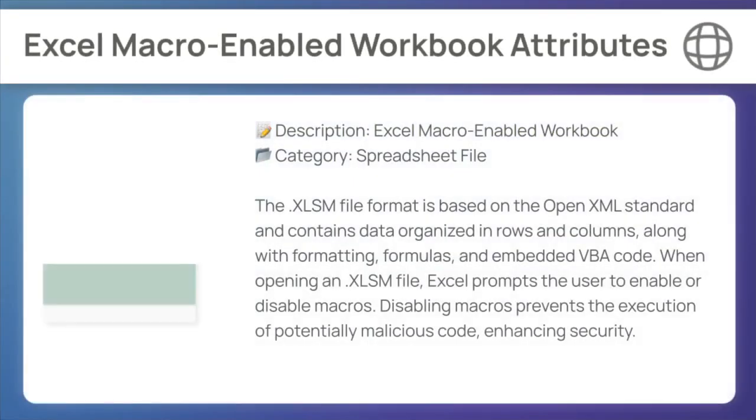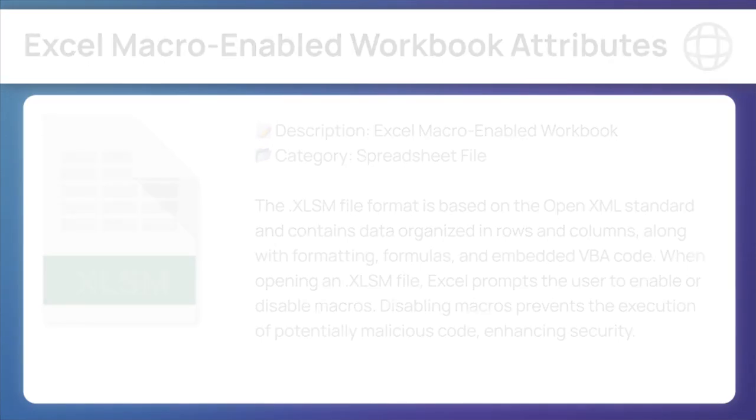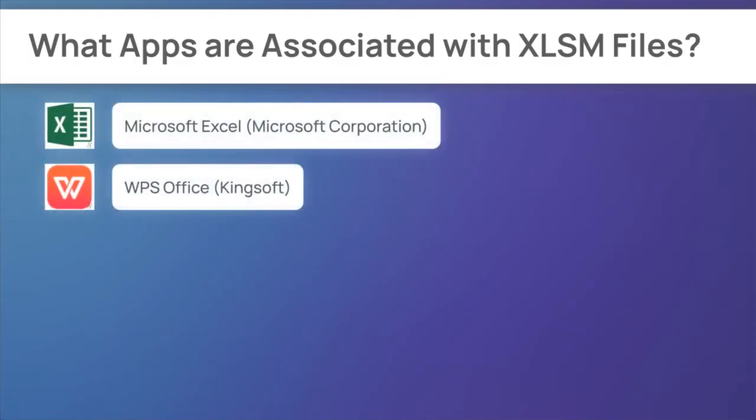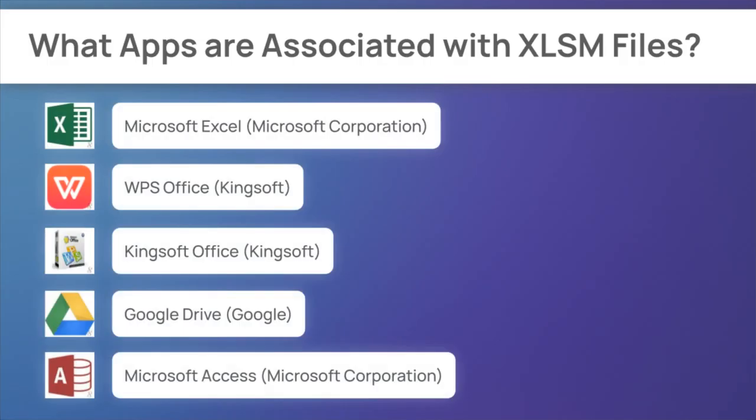The XLSM file format is based on the Open XML standard and contains data organized in rows and columns, along with formatting, formulas, and embedded VBA code. When opening an XLSM file, Excel prompts the user to enable or disable macros. Disabling macros prevents the execution of potentially malicious code, enhancing security. The developer of Microsoft Excel, Microsoft Corporation, created the original specifications for XLSM.